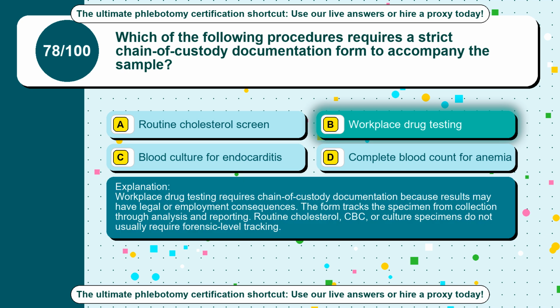Workplace drug testing requires chain of custody documentation because results may have legal or employment consequences. The form tracks the specimen from collection through analysis and reporting. Routine cholesterol, CBC, or culture specimens do not usually require forensic level tracking.